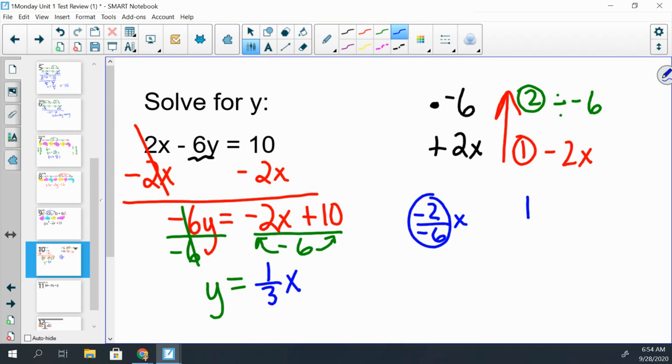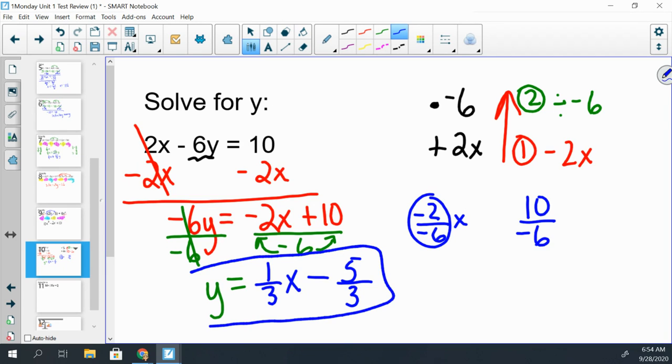And then the other one is 10 over -6. We could change it to a mixed number, but really I can leave it as a fraction. I know it's going to be negative because a positive divided by a negative is negative, but they're both divisible by 2. So 10 divided by 2 is 5, and 6 divided by 2 is 3. So my answer should look like this. y equals 1/3 x minus 5/3.